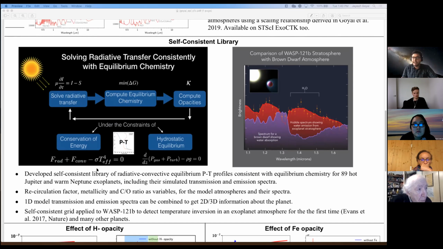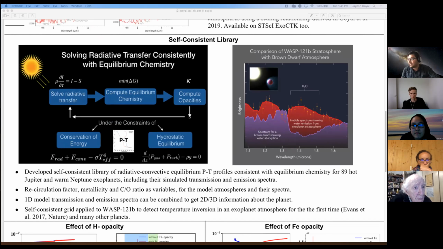And when we were developing this grid, one very good dataset started coming out. This was when I was doing my PhD at the University of Exeter, and the data for WASP-121b, one of the ultra-hot Jupiters at around 2500 Kelvin, started coming in. We applied this grid of models to that, and we detected a thermal inversion, for the first time in an exoplanet atmosphere. We were very excited by that, and it was published in Nature. That was very good.